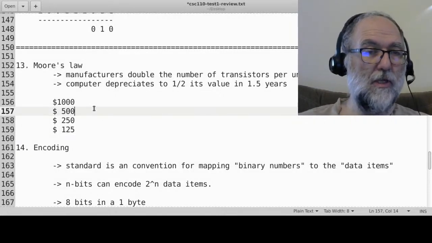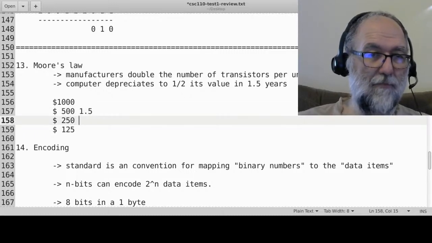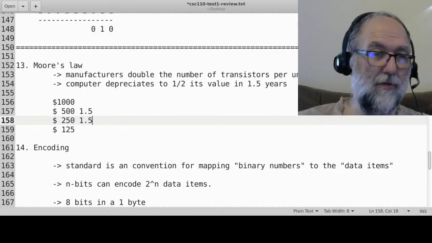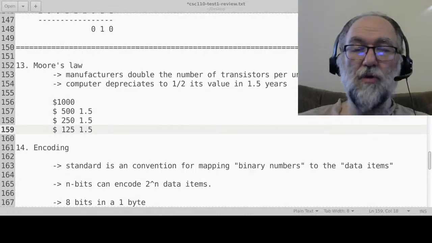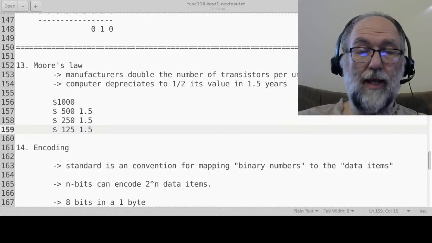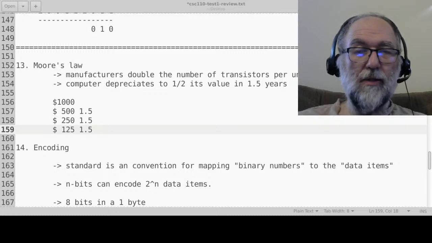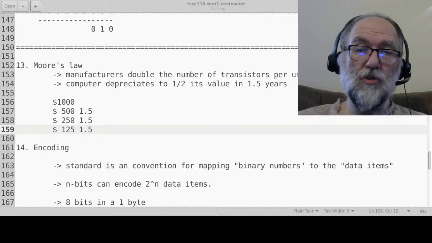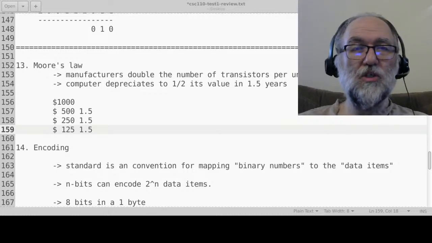So how many years is that? Well, this is going to be 1.5 years, and this is going to be another year and a half, right? So we're up to 3 years now, and then another year and a half. And so in 4.5 years, you're pretty much done. The price of that computer is pretty much worthless, $100. From $1,000 down to $100. And that's about right. Most people will change out their computers every 5 years, maybe 6 years, something like that.